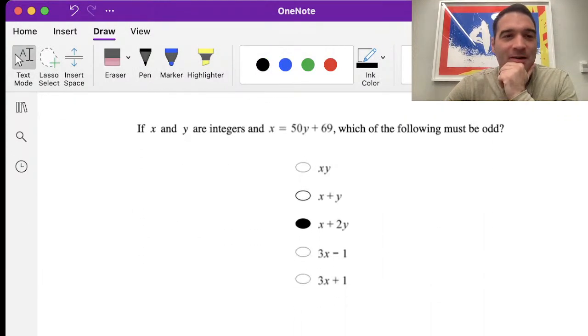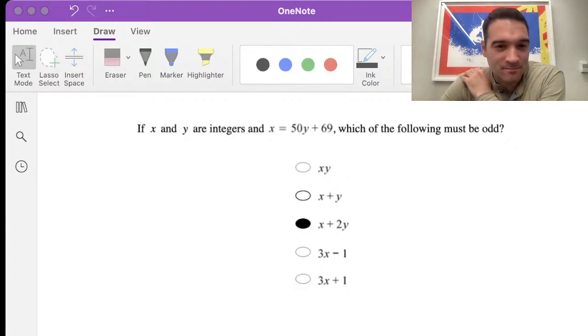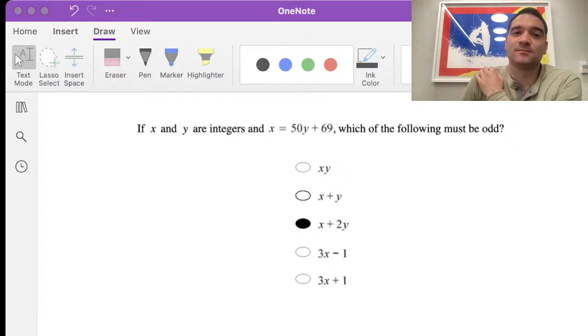Oh, this is a good one. Odds and evens. So I'll give you just a second to read it over if you've never seen this before. And we'll start with this.